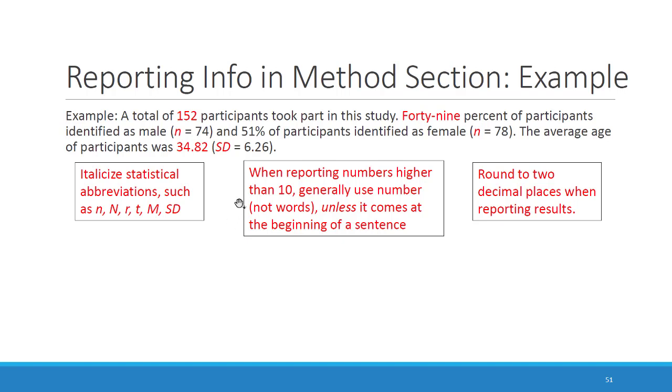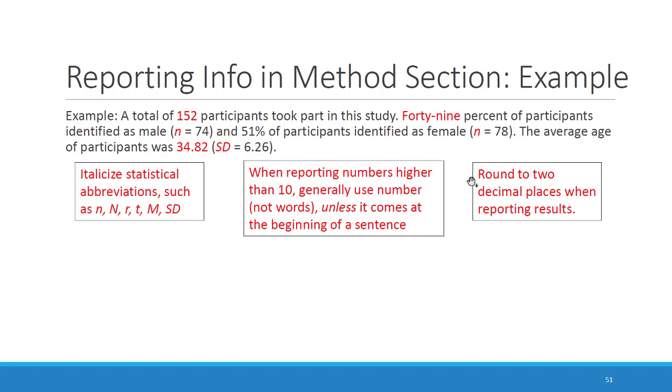The second thing to consider is that when reporting numbers that are higher than 10, you want to use the number, not the word ten, but the number 10, unless it comes at the beginning of a sentence. So you can see here that the number 49 came at the beginning of my second sentence in this section, but I have typed it out in terms of the words. I did not write the number 4 and the number 9.